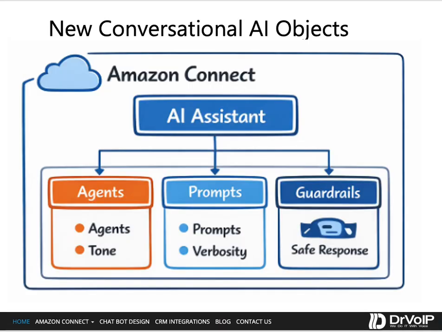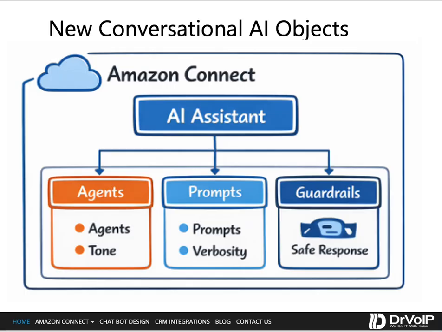So we've got some new tools in Amazon Connect. You're going to find something called Conversational AI, which, if you have any experience with Lex version 2, you're going to realize that it's just Lex version 2 with a new user interface where you build your LexBot right in Amazon Connect.